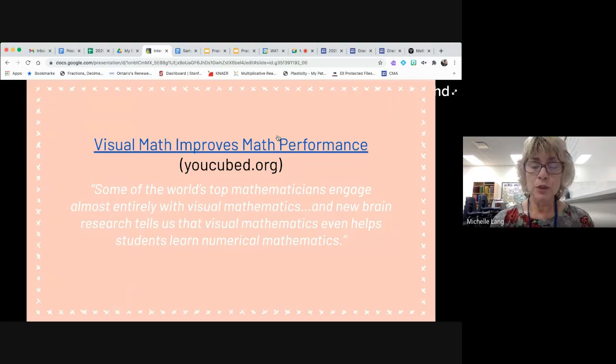So visual, which we saw with the money and the clock, visual math improves math performance. This is a link to an article on ucube.org, which I'm not going to click right now, and it underscores the importance of visual math to improve students' performance. Not only do some of the world's top mathematicians engage with visual mathematics in their everyday lives in their jobs, but new brain research also tells us that the visual can help students learn numerical mathematics. And it's that connection that's most important. You'll hear me reiterate that as we continue.